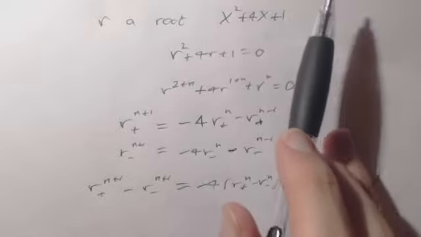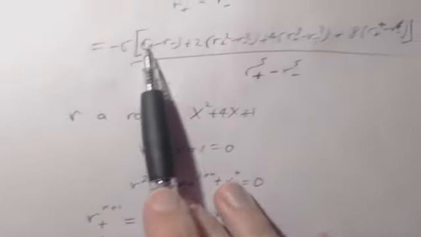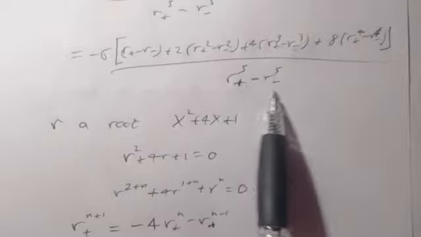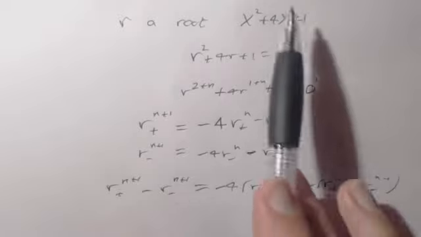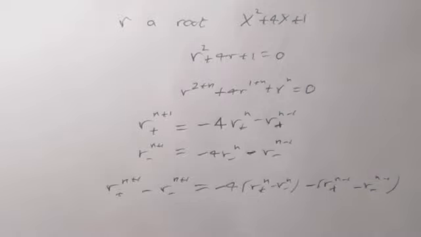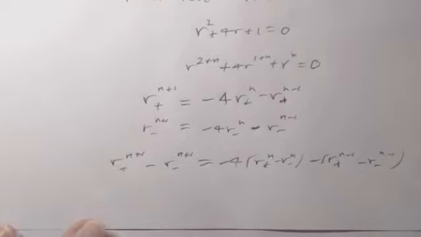So with this, it becomes fairly simple to calculate all of these differences here. And this turns out to be much simpler than just calculating the powers r plus to the 5 and r minus to the 5 individually and then finding their difference. That turns out to be a pain. It's much easier to do it like this. So we'll see why.